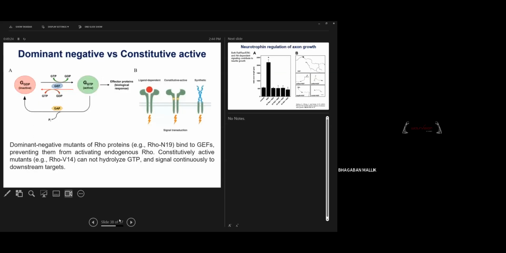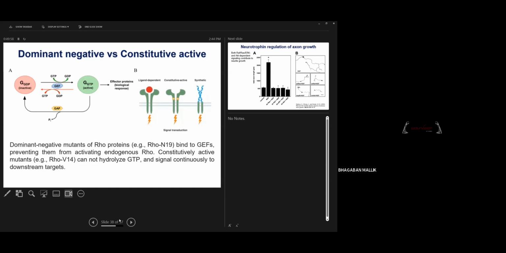And here I want to show some experiments that have been done using the dominant negative and constitutively active forms of some of these proteins. Before going into detail on the experimental part, I want to highlight what the dominant negative and constitutively active forms are, and how they regulate different cellular processes. There are multiple G proteins which can bind to the GTP present in the cell. They remain either in the inactive state or the active state.